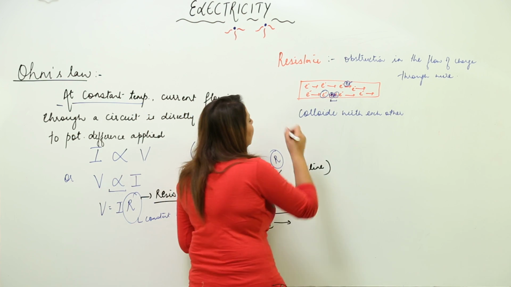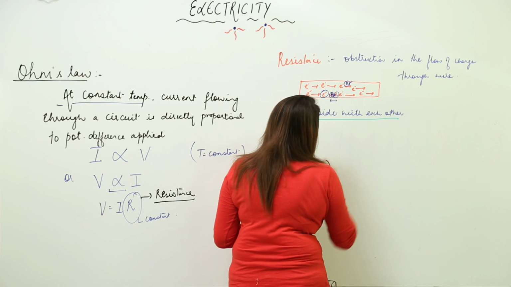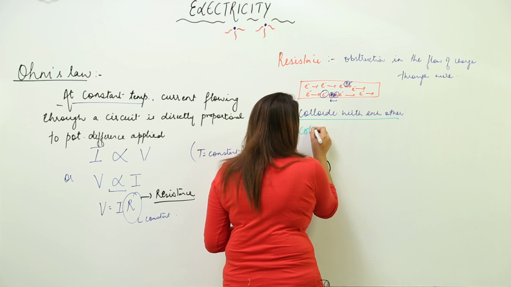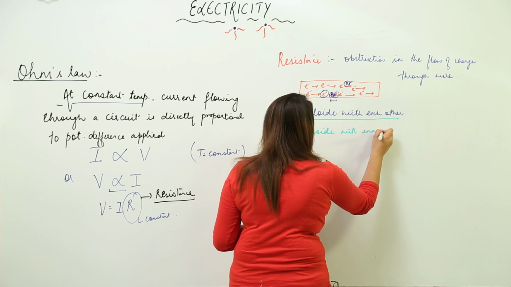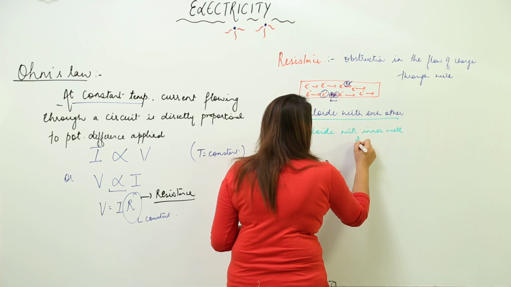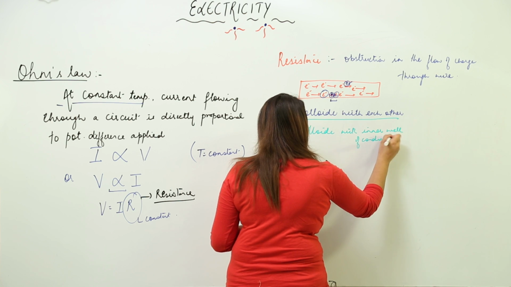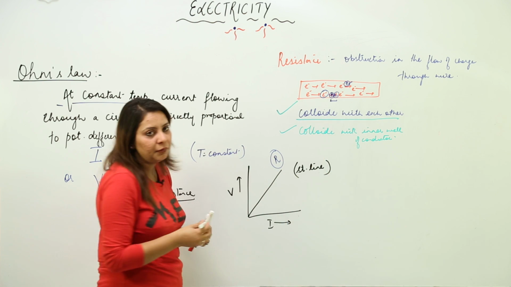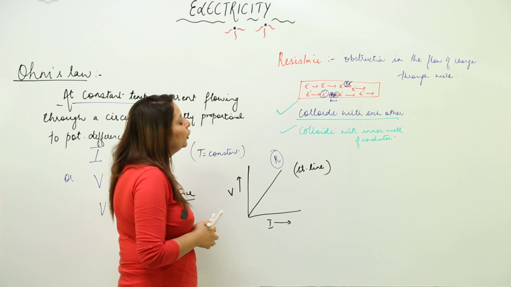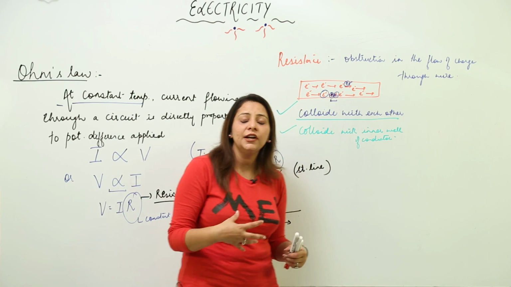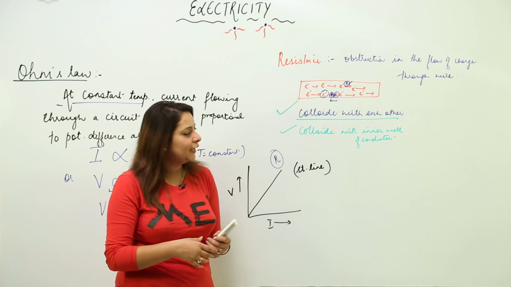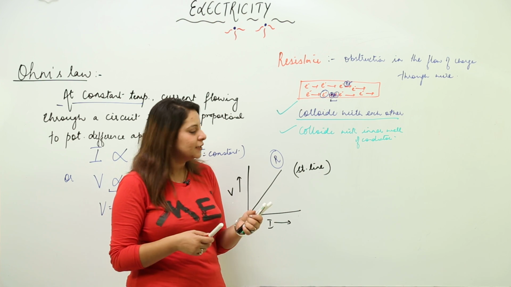I told you the reason: the electrons may collide with each other, or they may collide with the inner wall of the conductor. So either this happens or this happens, which means there is a hindrance offered to the path of the electron. This is what is called resistance.